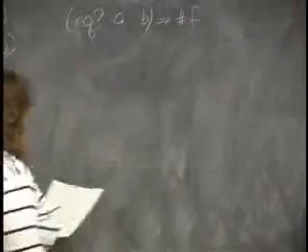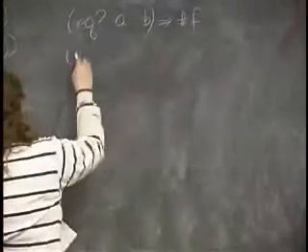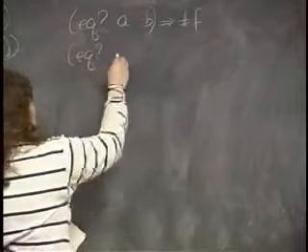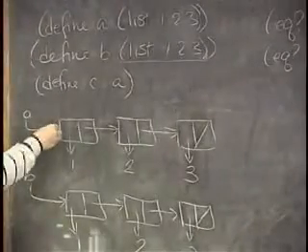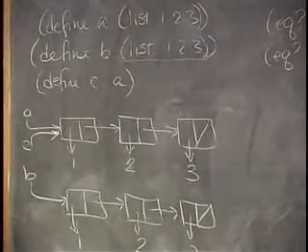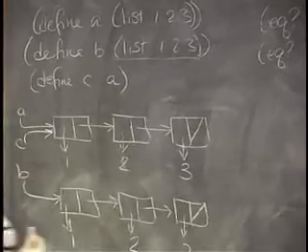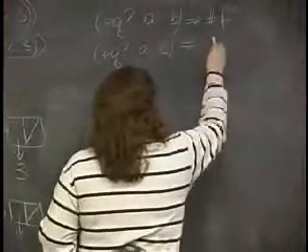Okay. How about EQ on A and C? Well, C and A are both bound to the same object, the same box and pointer diagram. So that's going to be true.